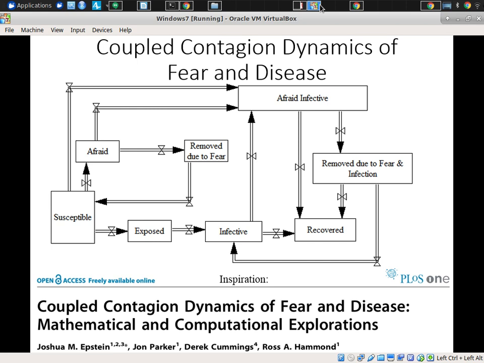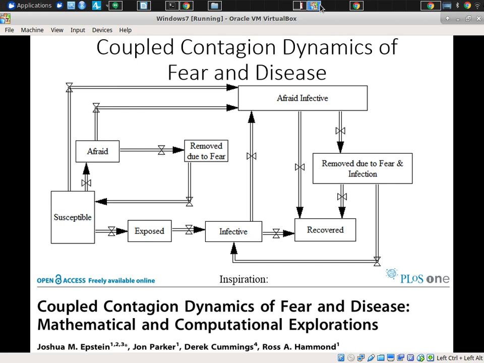And it was entitled "Coupled Contagion Dynamics of Fear and Disease: Mathematical and Computational Explorations," and included amongst its several contributors two prominent agent-based modelers in the health sphere in the States, Ross Hammond and Josh Epstein, who at the time, I believe, was at Hopkins. And this model basically portrayed two contagion processes that were operating simultaneously in an entangled fashion, in a fashion that depended each upon the other.